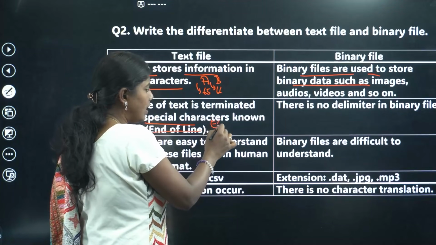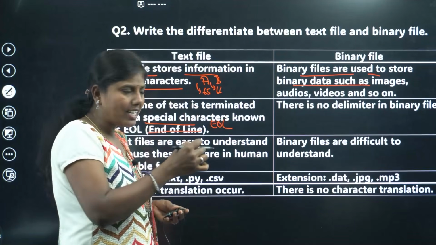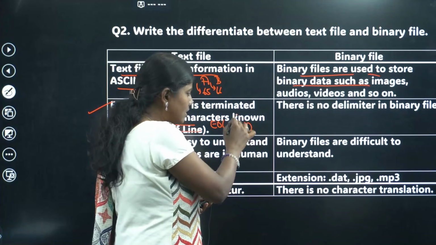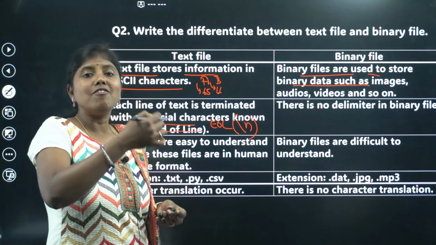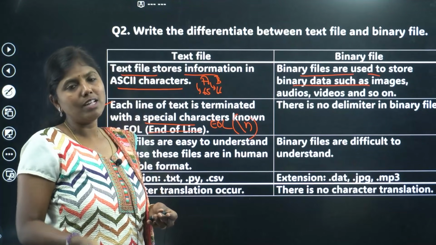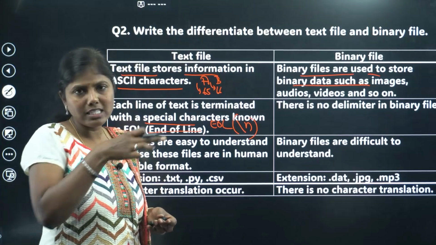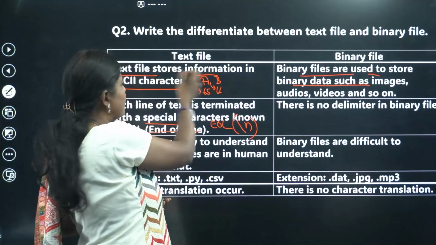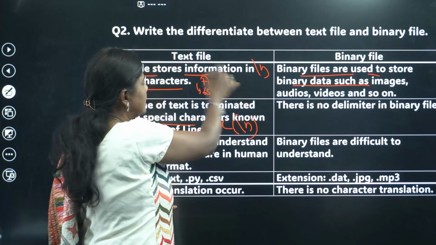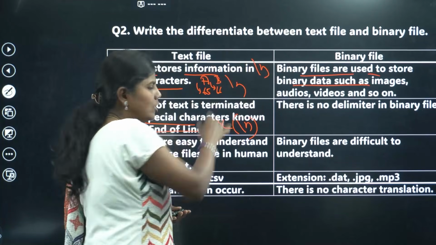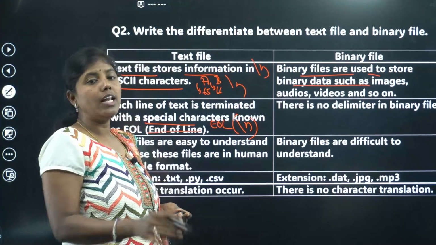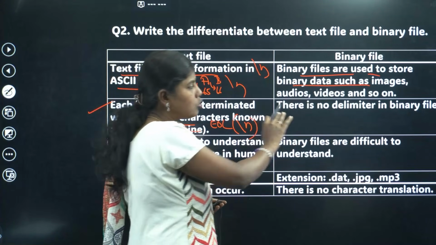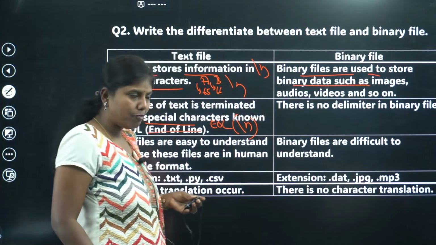What is end of line? End of line is a character, a slash n, an escape sequence. It's going to be there after every line. For example, "Hi, this is a computer science class." I've given that, and there is a slash n here. There is a text slash n. That is there in the text file, but there is no delimiter, there is no end of line in case of a binary file.